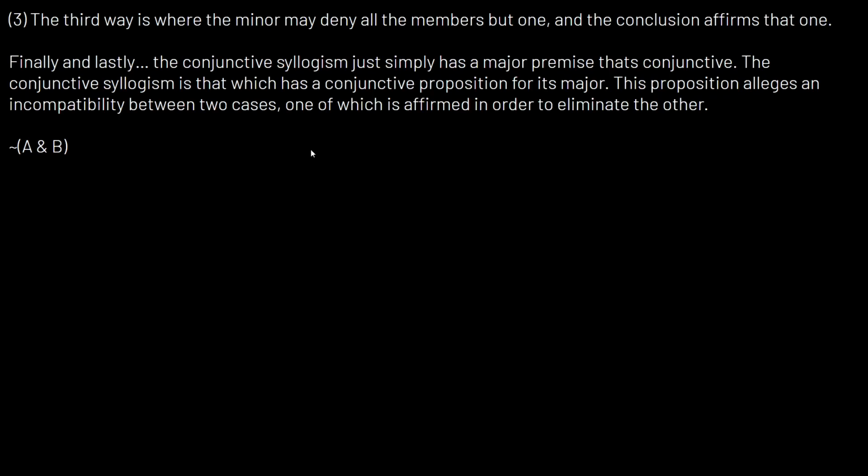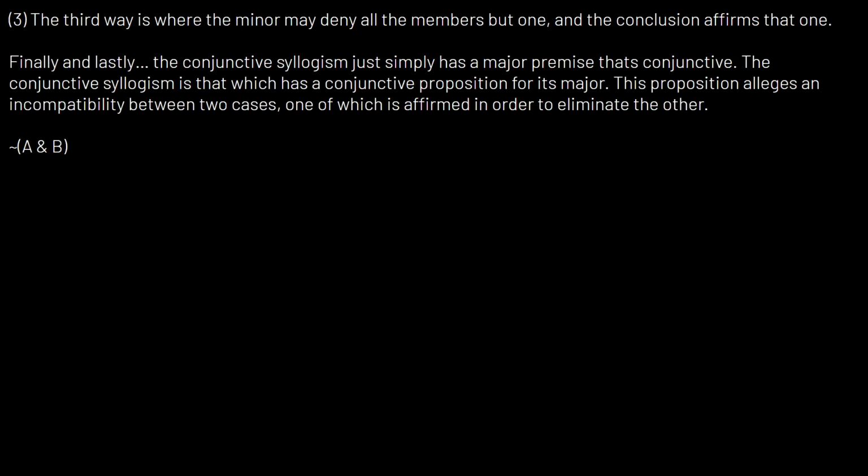And the third way is where the minor may deny all the members but one, and the conclusion affirms that one. For example, if either the father or the mother or the child is the natural head of the family, and premise 2 states that the mother and the child are not the natural head of the family, then the only option left is the father, and I can affirm that one in the conclusion. And I would say, therefore, the father is the natural head of the family.